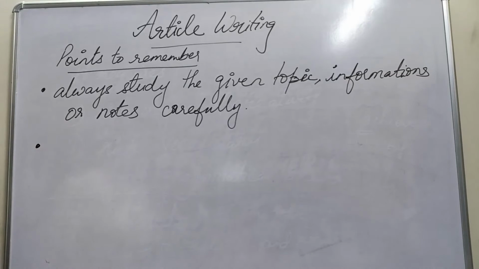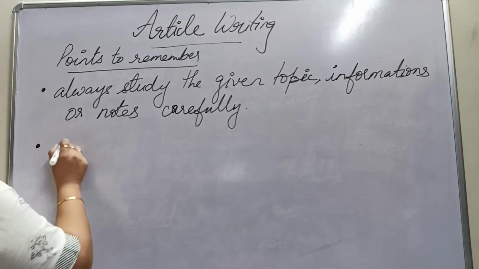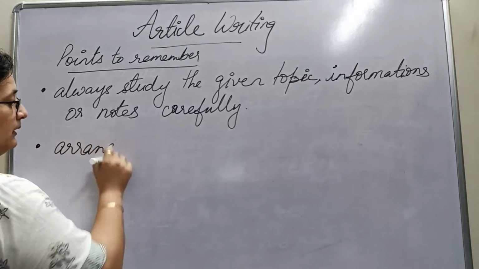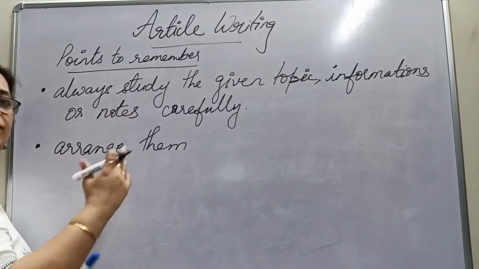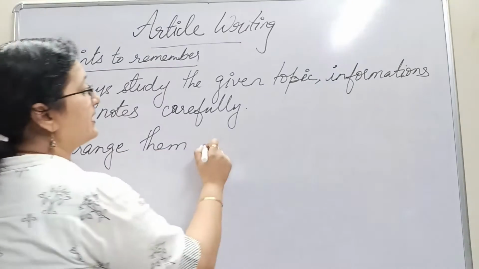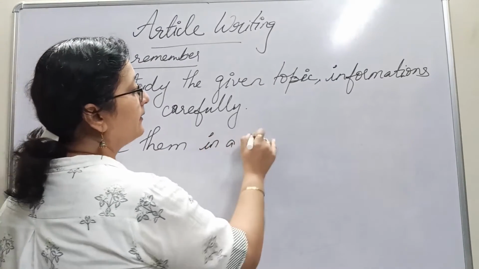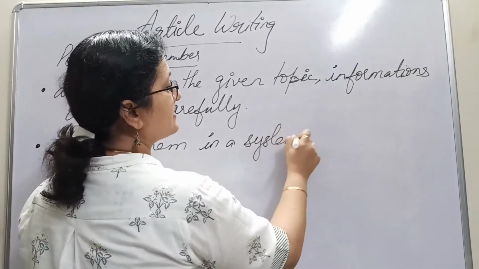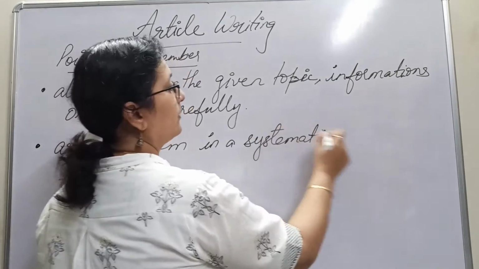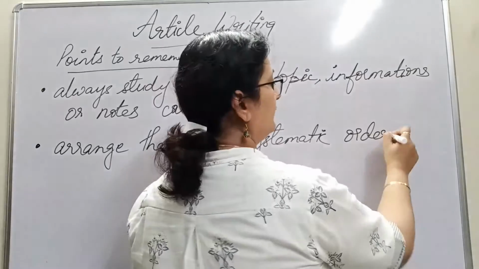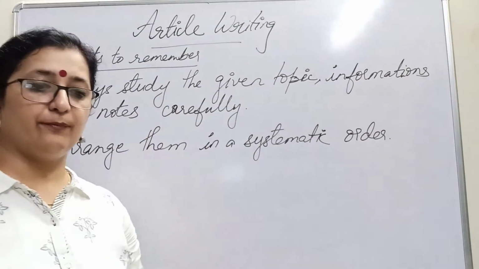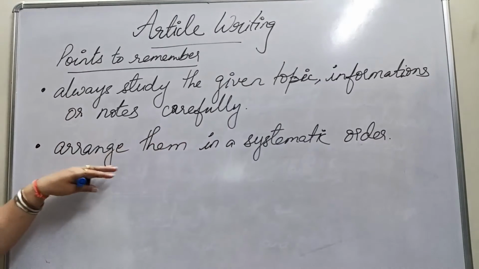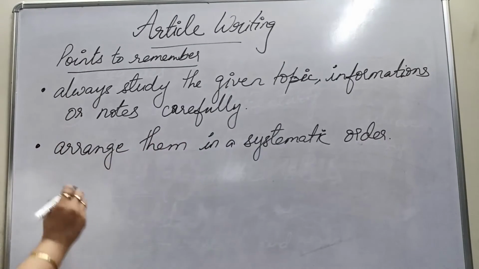Our second point is arrange them in a systematic order. Arrange what? The points and the information that you gather. Arrange them in a systematic order. That is the second most important point here. After collecting the information, we need to arrange it in a systematic order.